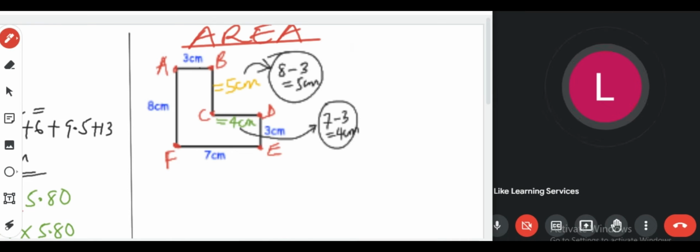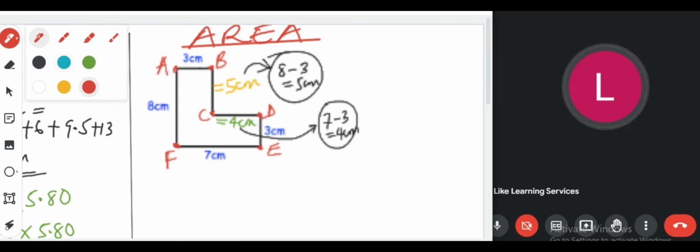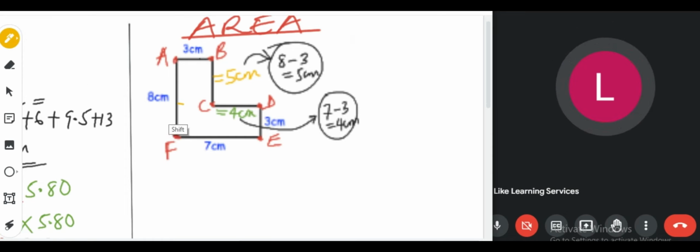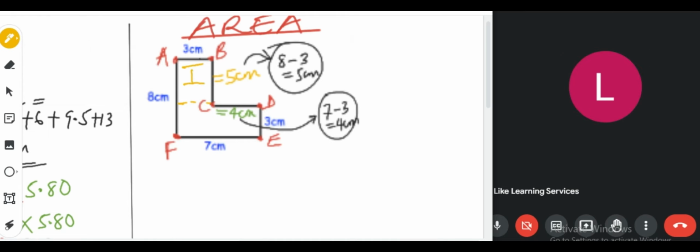Now, concerning area, we can find the area of shapes that have irregular features like this. To find the area, it is advisable to divide into two convenient shapes like this. So we can find the area of this part and then find the area of the lower part. So I can divide it into two, call here I, call here II.